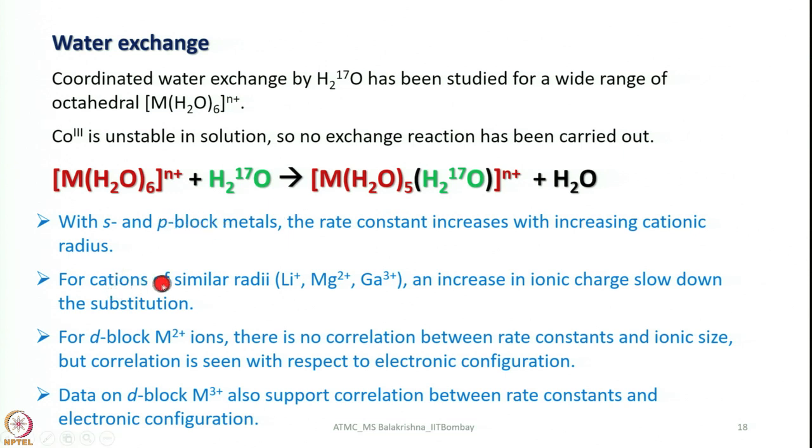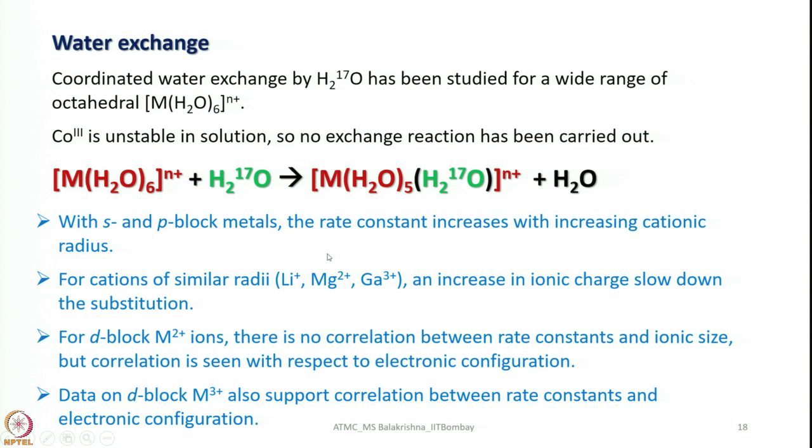For example, if you consider cations of similar radii, lithium plus, magnesium 2 plus and gallium 3 plus have more or less very similar radii. An increase in ionic charge slows down the substitution. That means, when the ionic radii are similar, we have to focus on the charge. Charge is increasing here, so charge has an influence on the rate of substitution reactions.